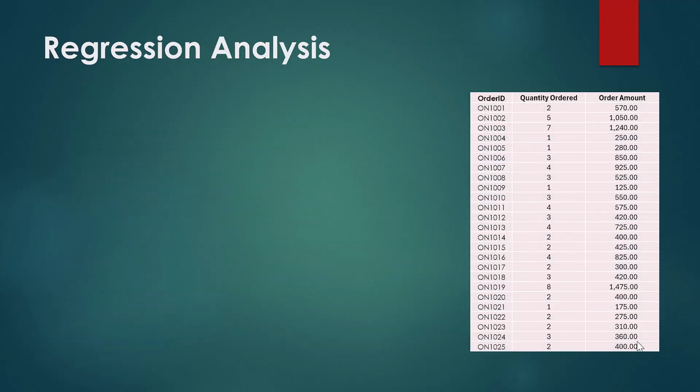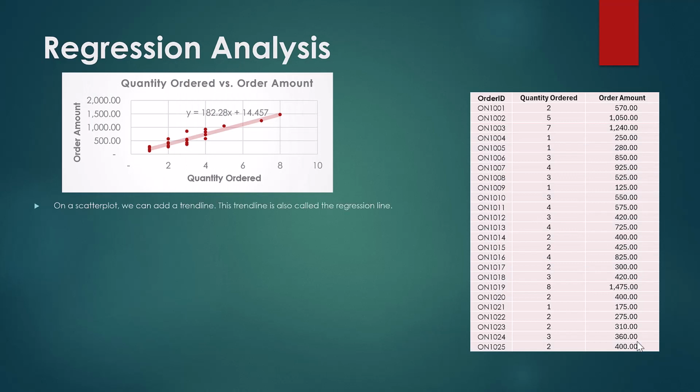Regression analysis. So on a scatter plot, we can add a trend line. The trend line is shown here in light pink. It's also called the regression line. It's also called the best fit line. It's also called the least square line. It has lots of names.